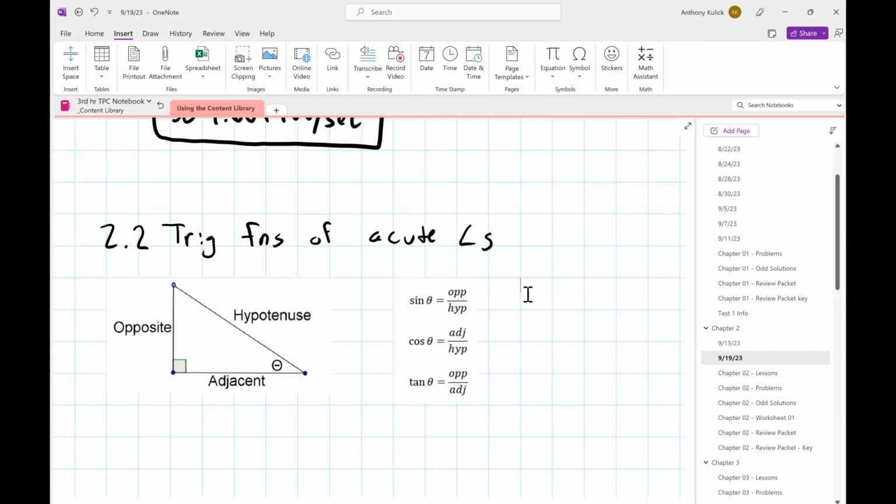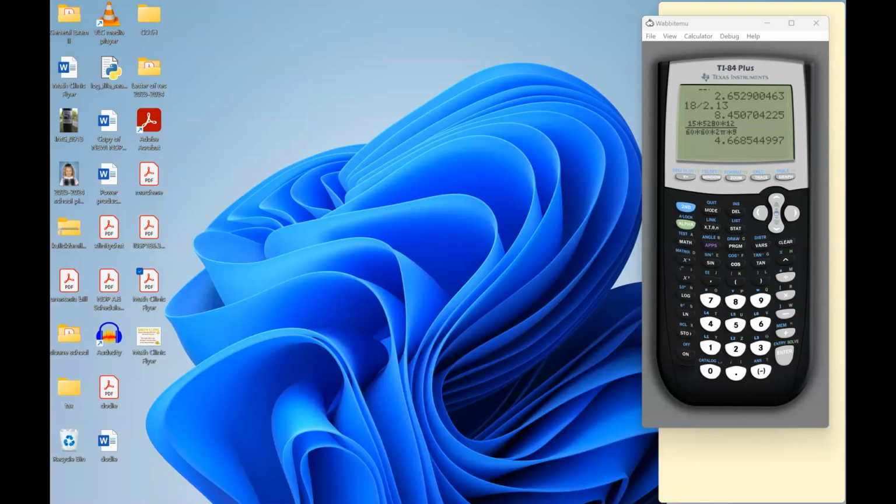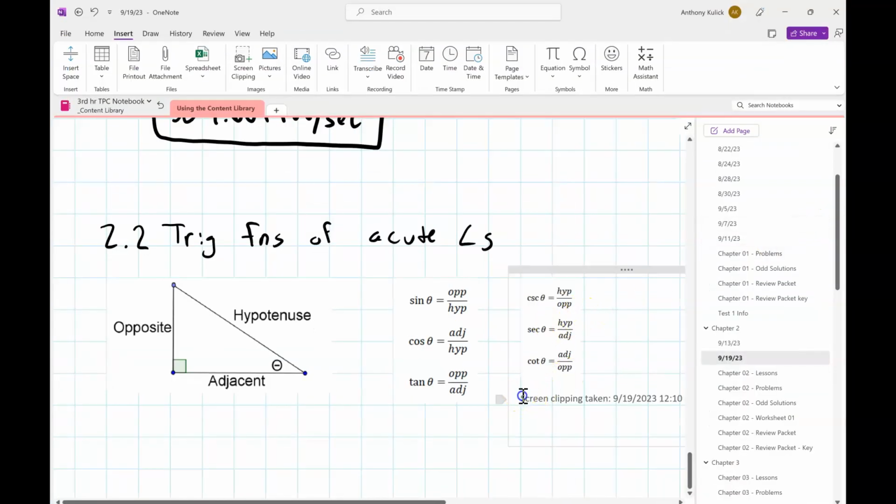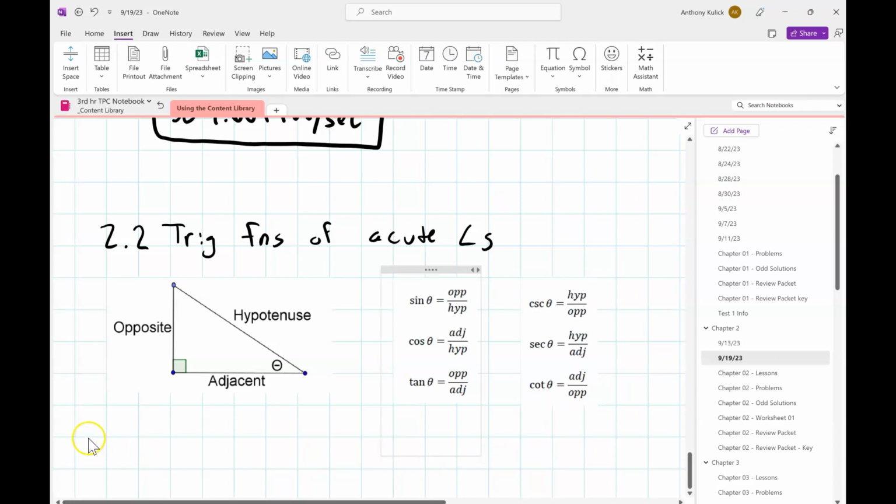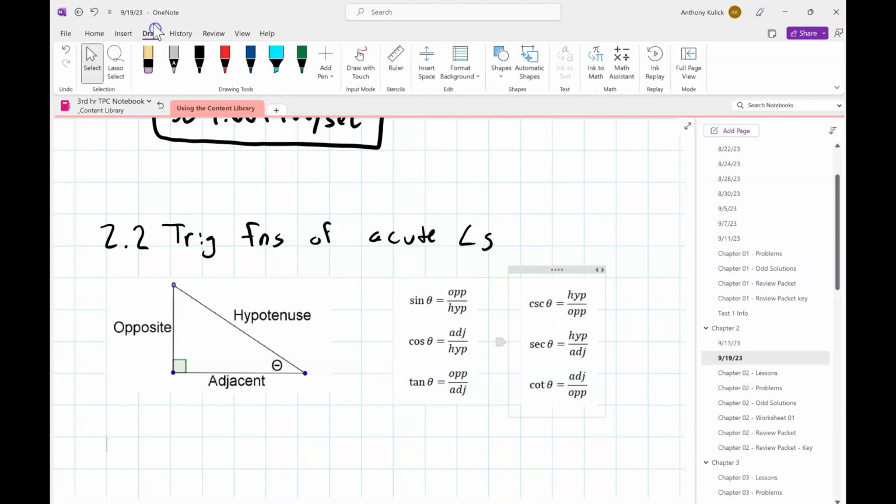Well, they do correspond to ones. Nobody bothered to tell them to you in geometry. They all have names. So, we're going to define 3 new trig functions at this time. The first one, CSC, is called cosecant. And that is the reciprocal of sine. It is hypotenuse over opposite.